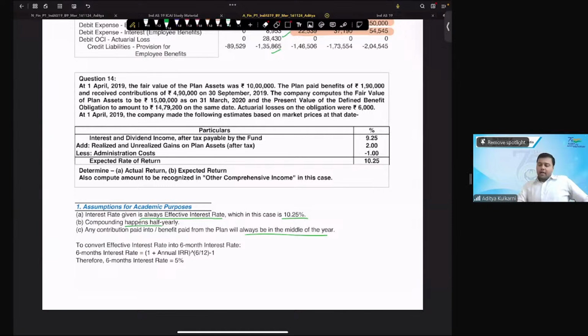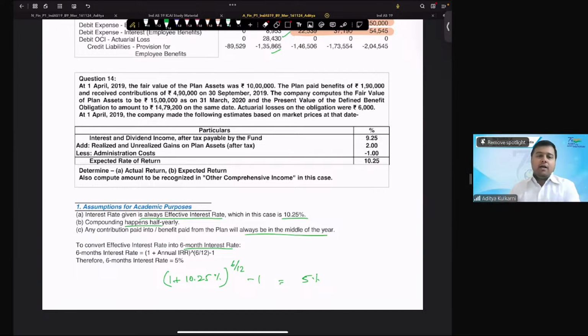Now the annual rate of 10.25%, I need to convert it to a 6-month interest rate. So that is equal to 1 plus 10.25% raised to 6 by 12 minus 1. So when you do this, it comes to 5%. What is 5%? This is the compounding rate for 6 months.